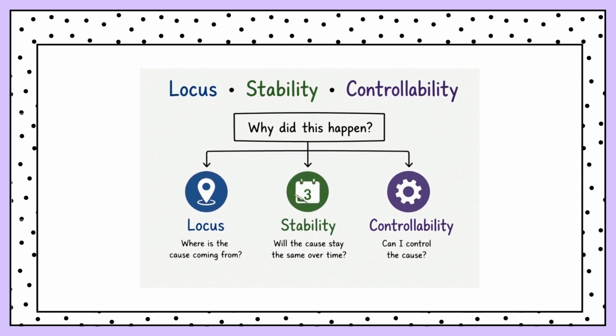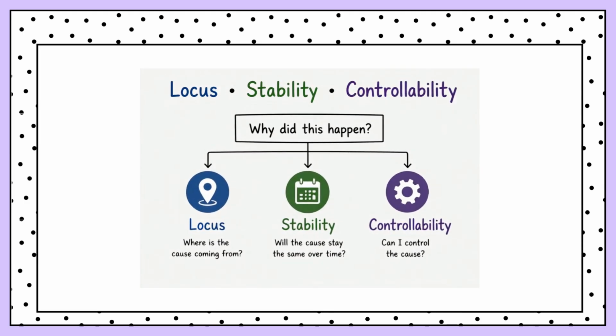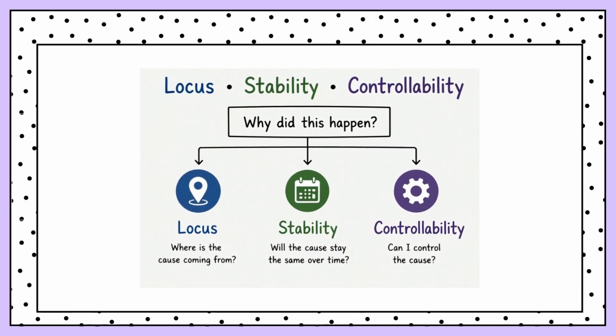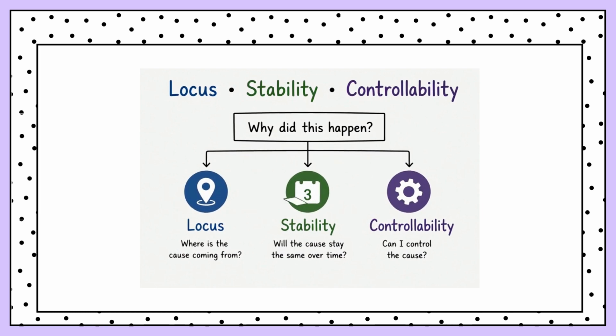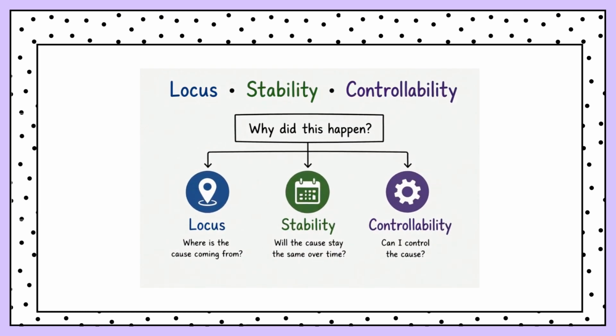The first is locus, which is simply where students believe the cause came from. Do they see it as something within themselves, like their effort, or something outside of themselves, like the difficulty of the task? Next is stability. Students decide whether they think the cause is permanent or temporary.